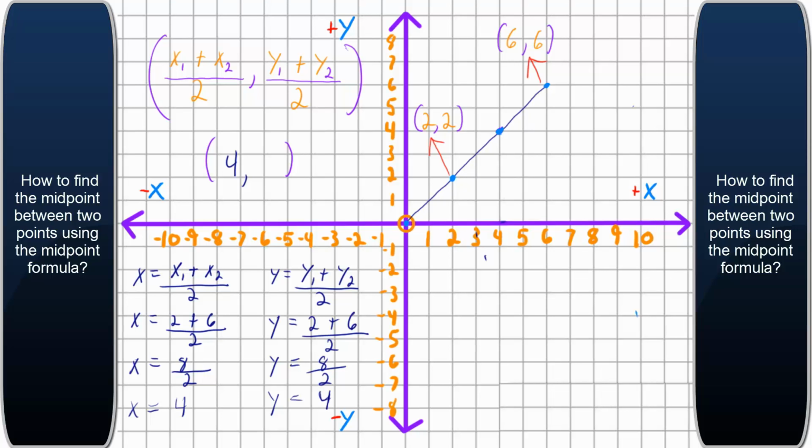So our point is 4 for x and 4 for y, and that is our midpoint, which is located right there. And that is all there is to finding the midpoint between 2 points using the midpoint formula.